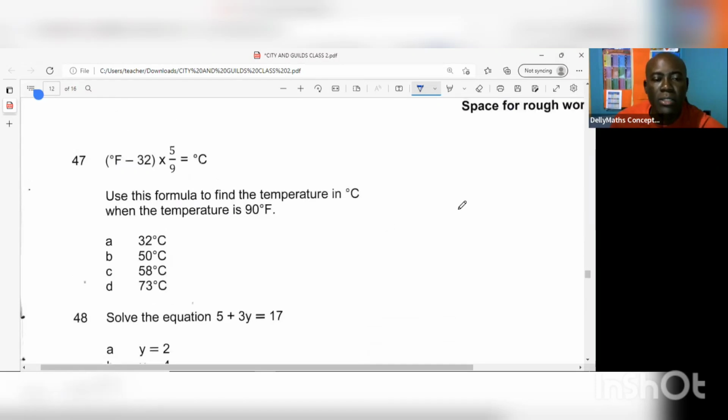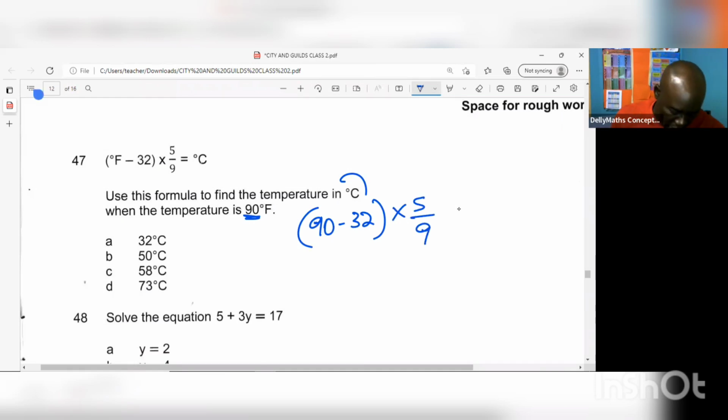All right, so let's go here. We're converting, using the formula to find the degrees in Celsius when the temperature is 90. We're going to substitute. So the 90 is F, so it's going to go where the F is. We're talking about 90 minus 32, and you're going to multiply that by 5/9. So 90 minus 32 gives us 58. So this is 58 times 5, then we divide that by 9.